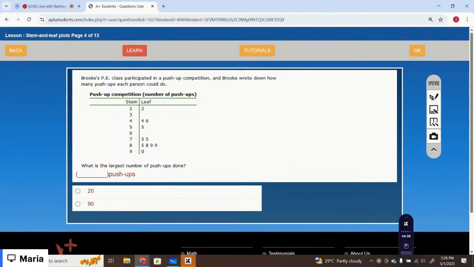A PE class participated in a push-up competition and the group wrote down how many push-ups each person could do. What is the largest number of push-ups done? So which is the correct option? The largest number of push-ups is 90. Option number two is the correct option. 90 it is.